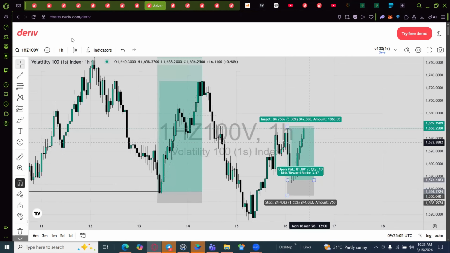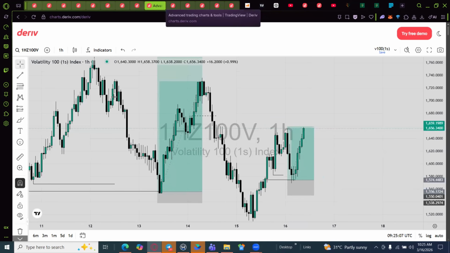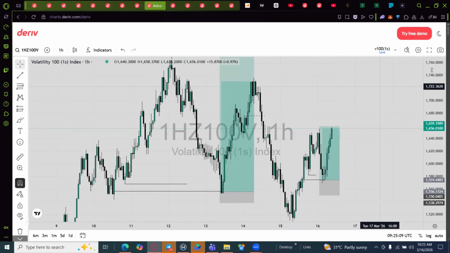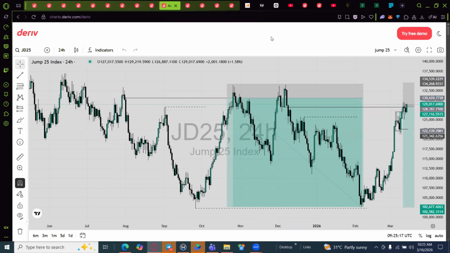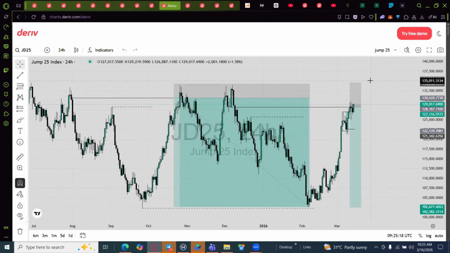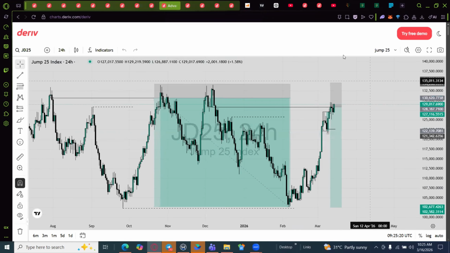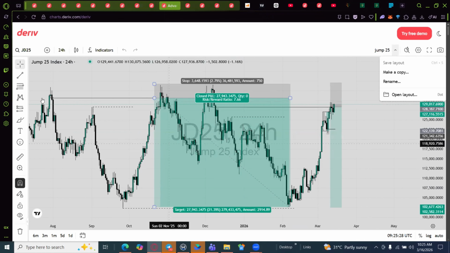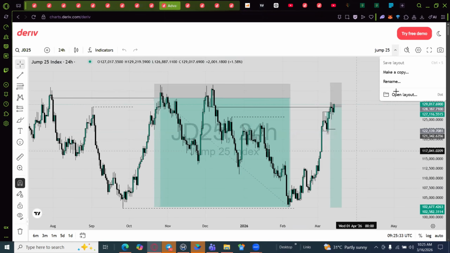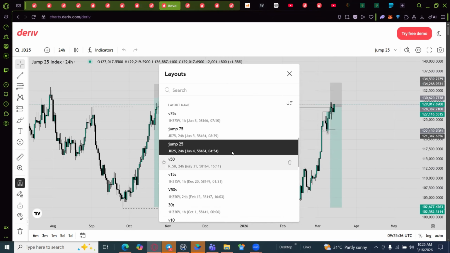But anyways, the market always gives us an opportunity. So for the V100S, you look for buy scenarios. Let's go to the next one. For this Jump 25, let's see what we have. You guys already understand structure, so you know where I saw from here down to this point. You can see the order block, this is my liquidity. What did the market do? It tapped into it and moved. Let me refresh this.